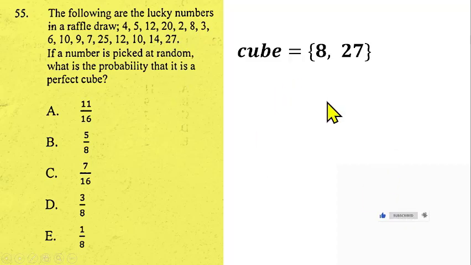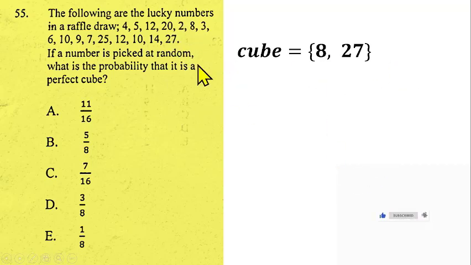What do you mean by cube? A cube is a number whose cube root you can find. So the cube root of 8 is 2, and the cube root of 27 is 3. No other number is a perfect cube. 25 is a perfect square. What else? 4 is a perfect square. There's no other, so we only have 27 and 8 as the perfect cubes there.